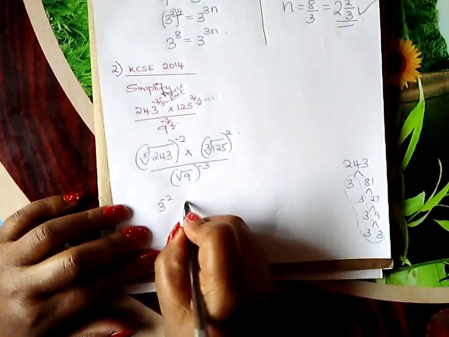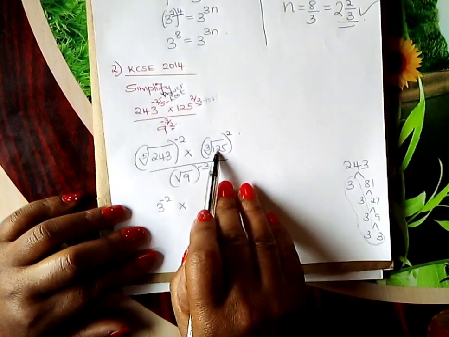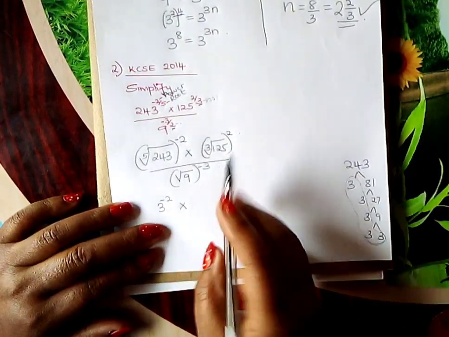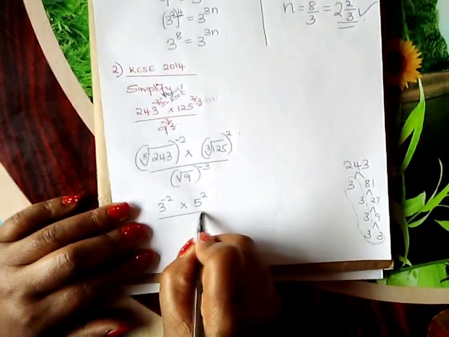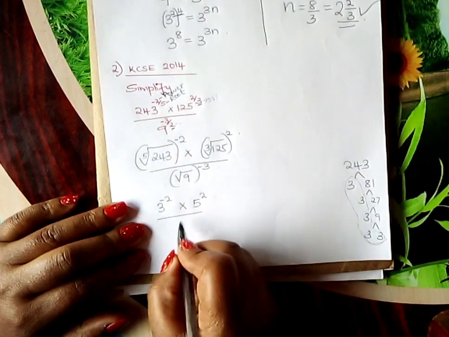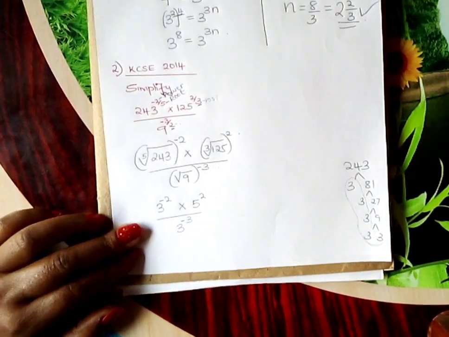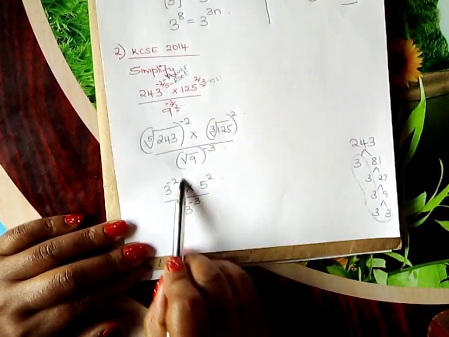We come to this other one. You do the same, learner. You make the factor tree of 125 and find its cube root. You'll see that it is 5, and so 5 squared. You come down here and the square root of 9, we know it is 3, and therefore raised to negative 3.